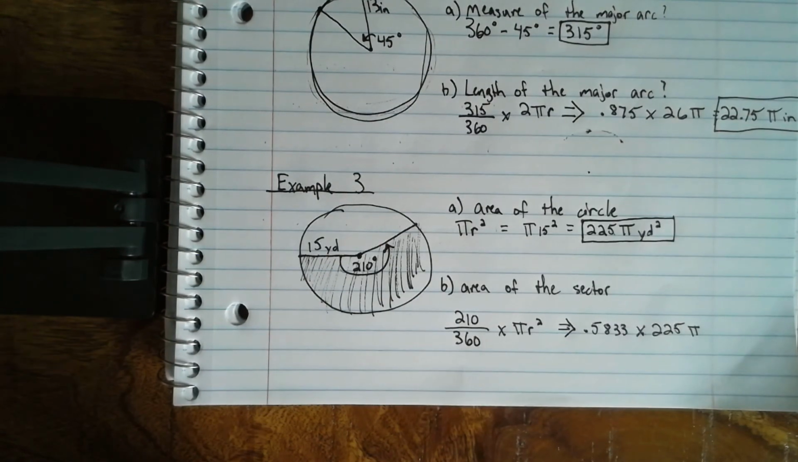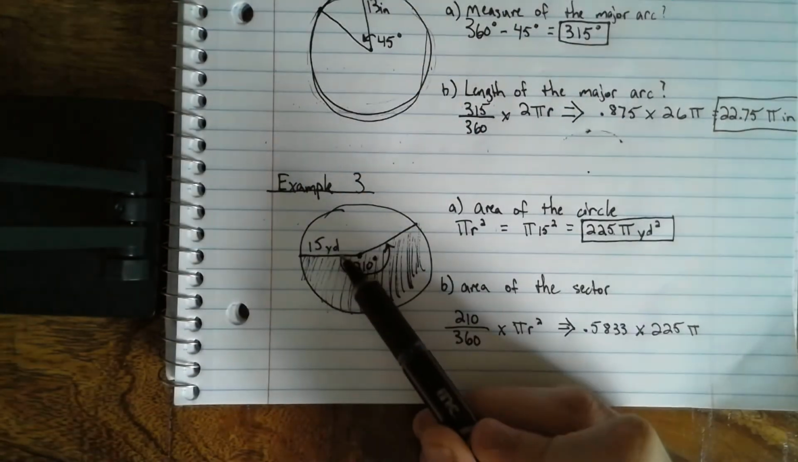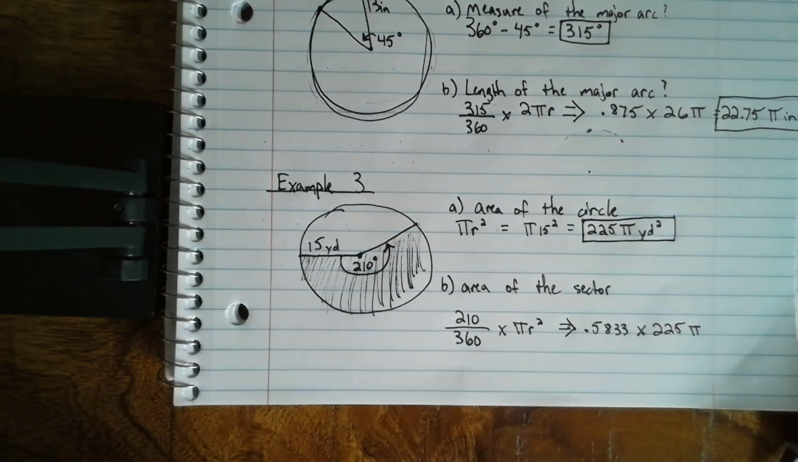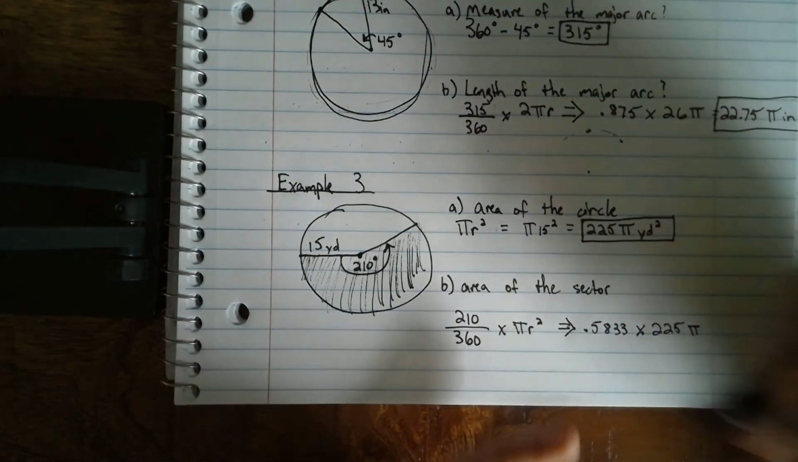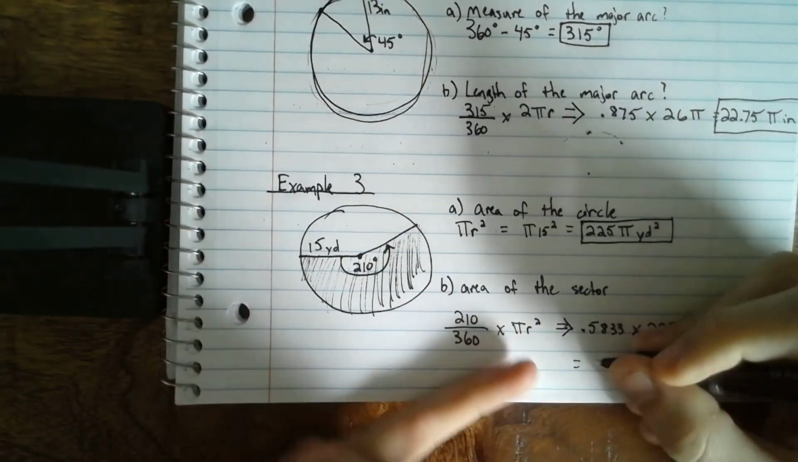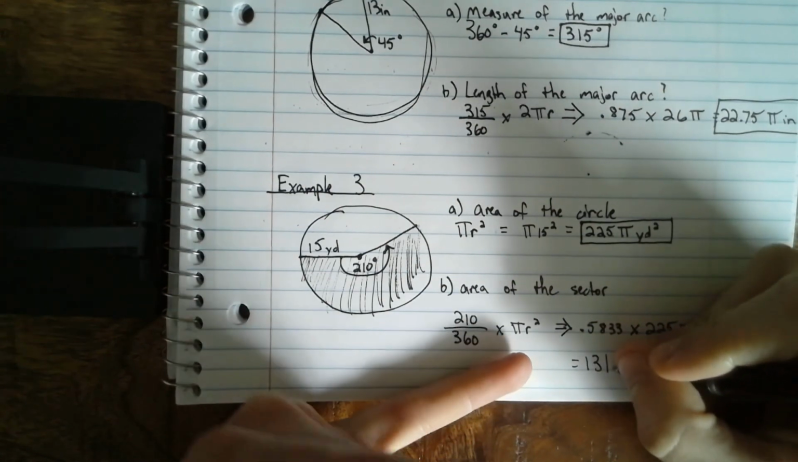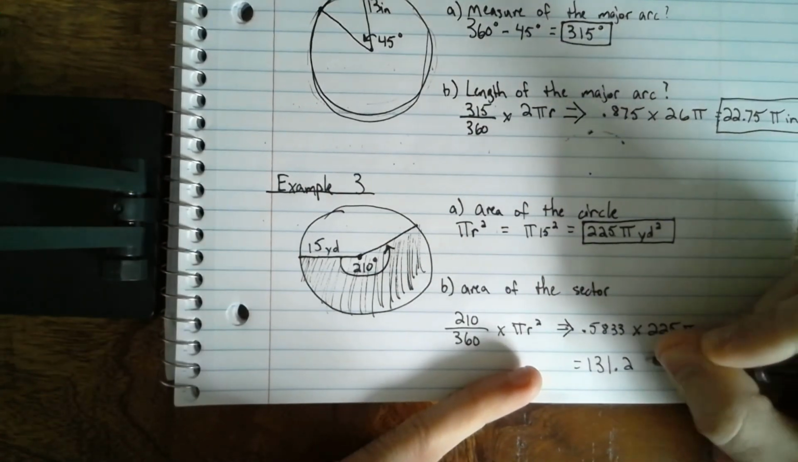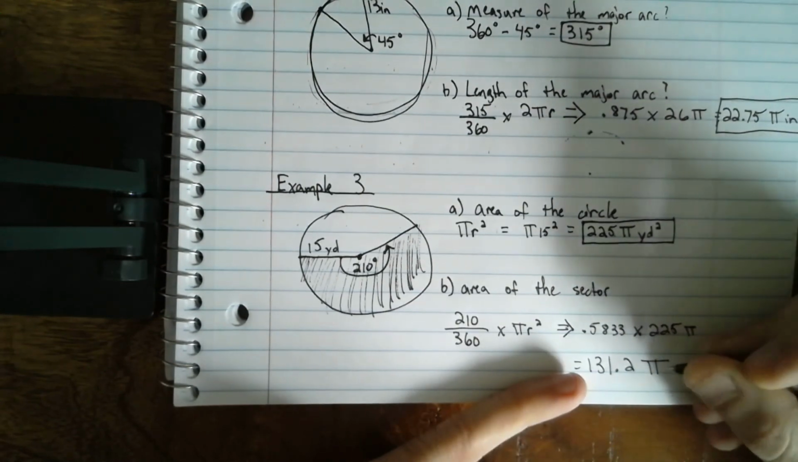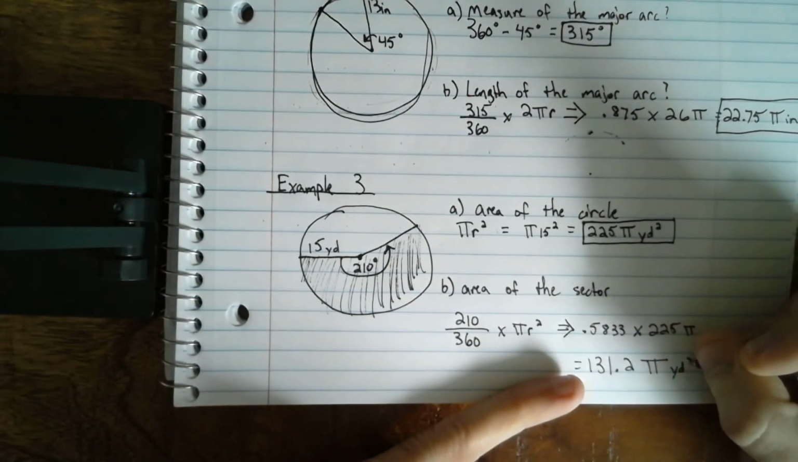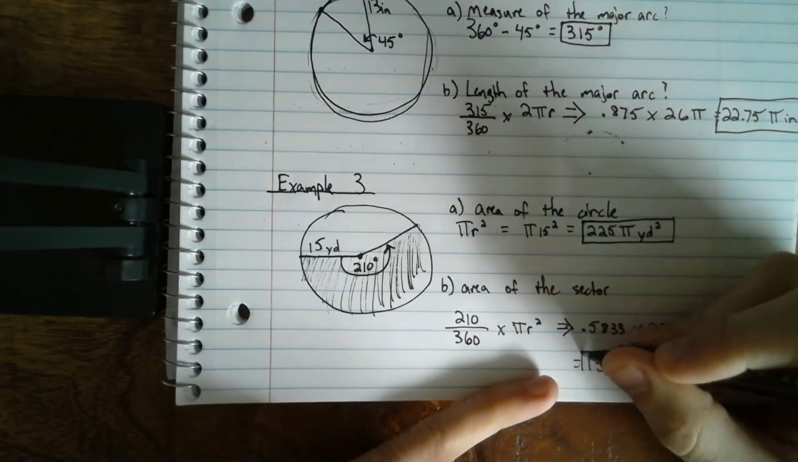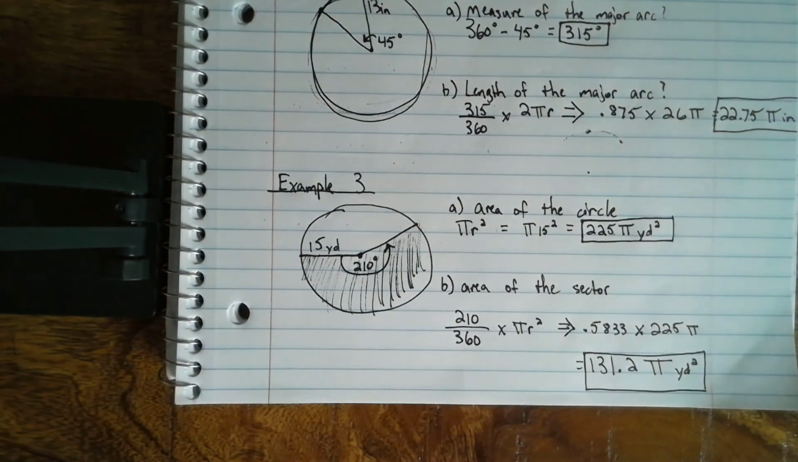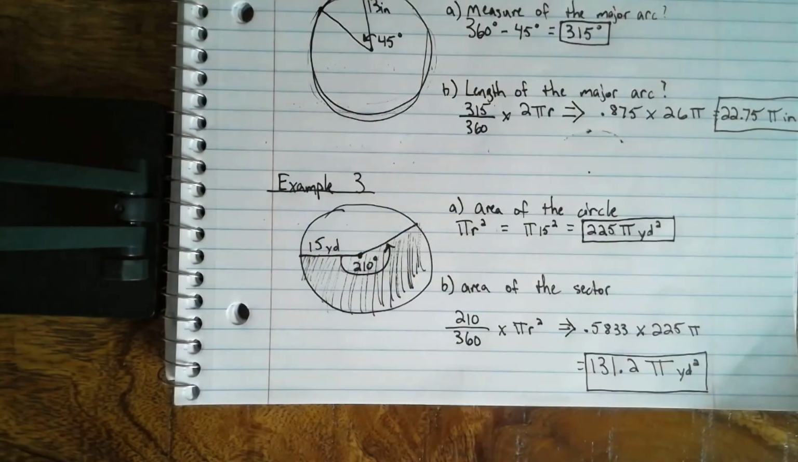We're just going to leave it. So our final answer, what is the area of this sector, the 210 degree sector, is 0.5833 times 225, which is equal to 131.2 pi, and this is going to be in yards squared because it's an area problem. So we're done with that example.